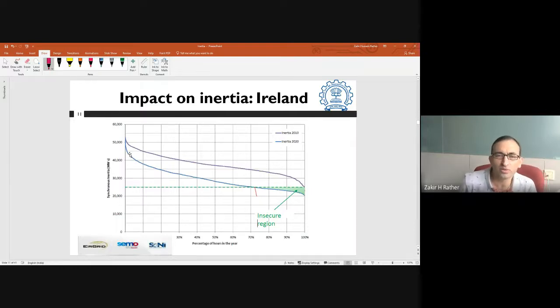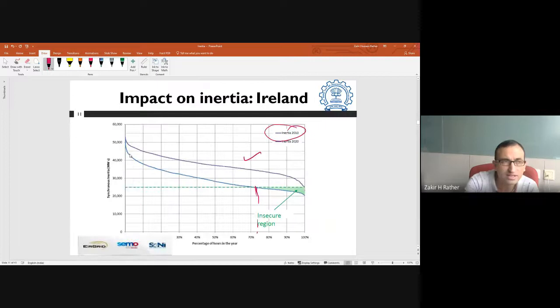It is a well accepted fact that lack of inertia is potentially going to result in issues in the grid. This is one of the studies conducted on the Irish power system, and you can see that compared to the 2010 system, the system is potentially insecure for more than around 28% of the time of the year because of lack of sufficient inertia.